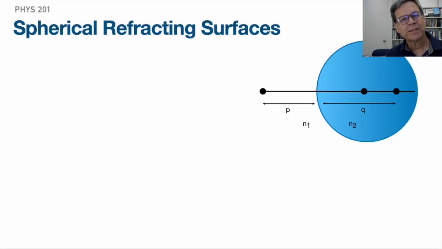Hi. In this lecture, let's work out the location of an image formed when light refracts through a spherical surface. So you go from one transparent material to another, but they have different indices of refraction, say N1 on one side and N2 on the other. We're going to place an object at distance P in front, and we want to find where the image would be formed, where all the light rays would focus on the other side of that surface.